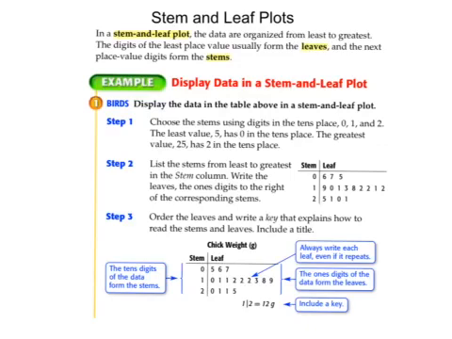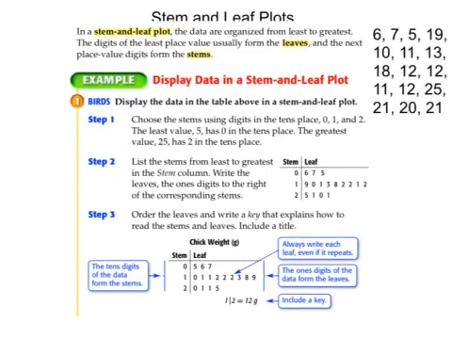So it says to display the data in the table above, which we can't see the table. I'll actually show you what that looks like in just a second, into a stem and leaf plot. Okay, so here's our table of numbers. I just had to make that up really quickly so I could show you what this looks like. So step 1 says to choose the stems using the digits in the tens place.